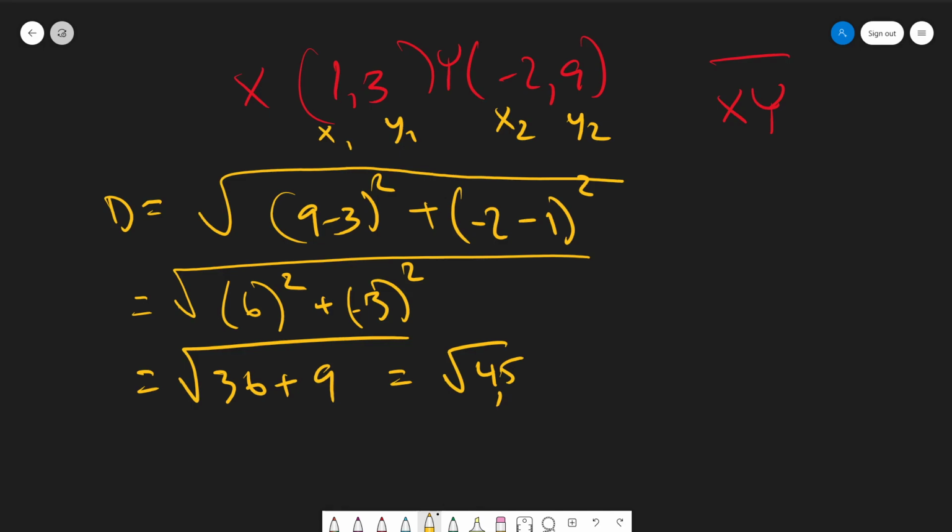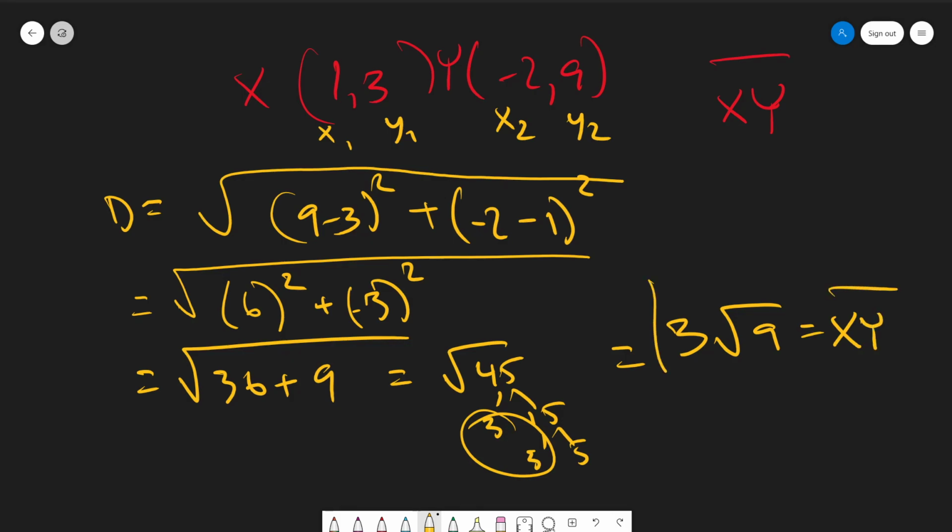So let's take that apart. Looks like I can get a pair of 3's here with a 5 left over. And my distance is 3 root 5. So my distance of xy is 3 root 5. So this is how to take the distance of 2 points. And I hope it goes well for you.